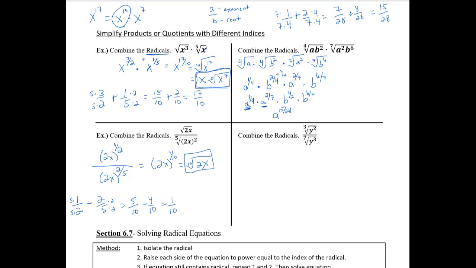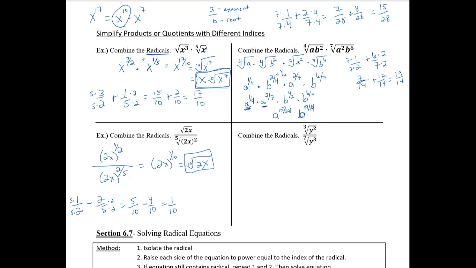Alright, same thing with the b's. I have 1/2 plus 6/7. Base times a base, we add the exponents. They need a common denominator. Multiply by 2, or 7, multiply by 2. I have 7/14 plus 12/14. 7 plus 12 is 19/14. So that's b to the 19/14.